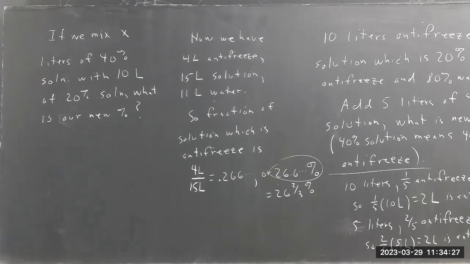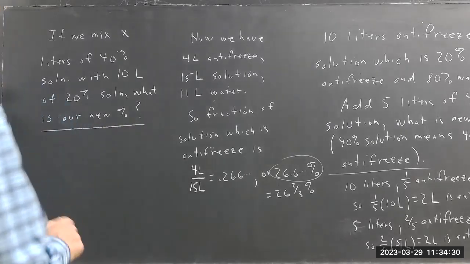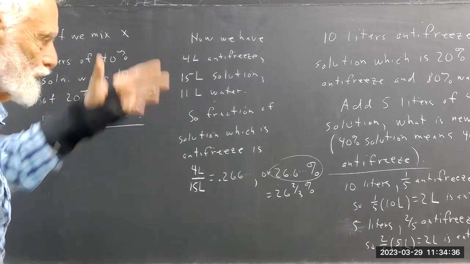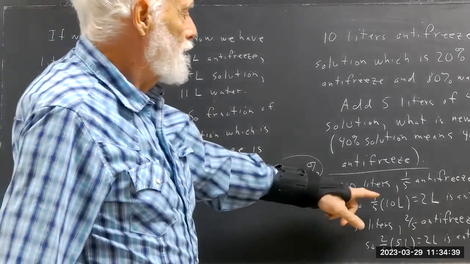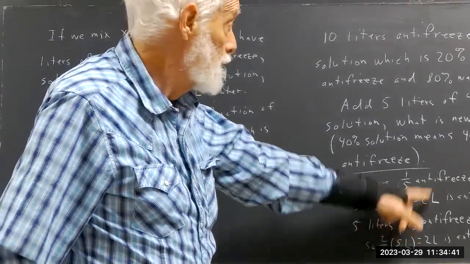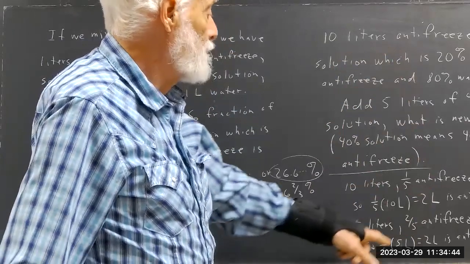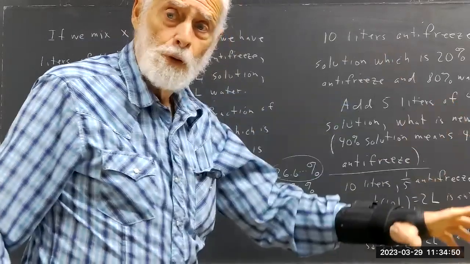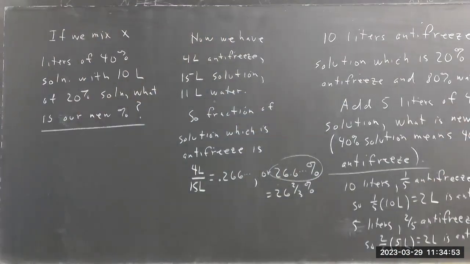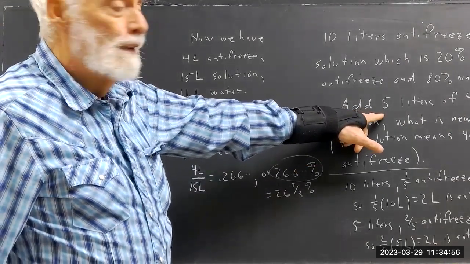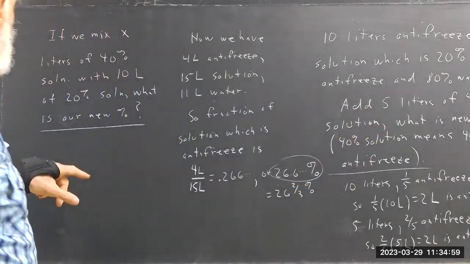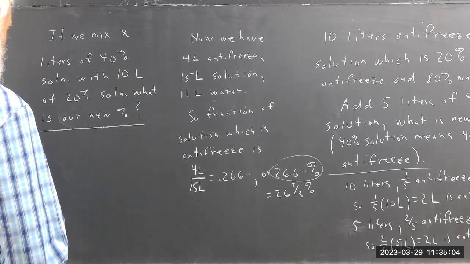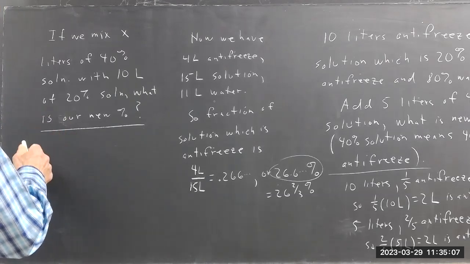All right. So, did pretty well here. So our strategy here was we found how many liters of antifreeze we have in the 20% solution, and how many liters we have in the 40% solution. So we're going to do the same thing, except we no longer have 5 liters of 40% solution. We have X liters. Okay. So we're going to write this out a little more carefully.